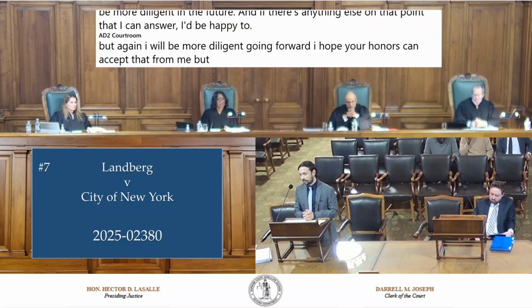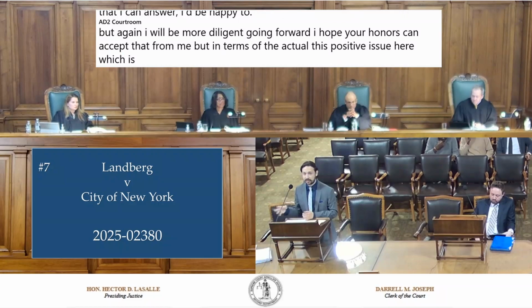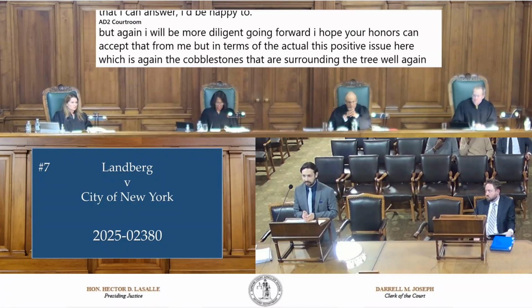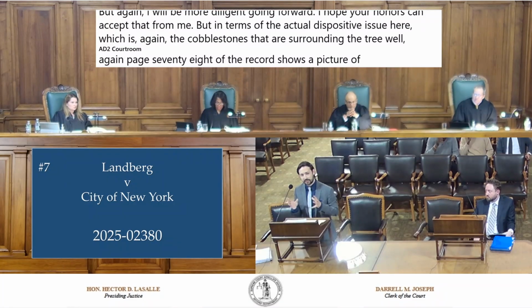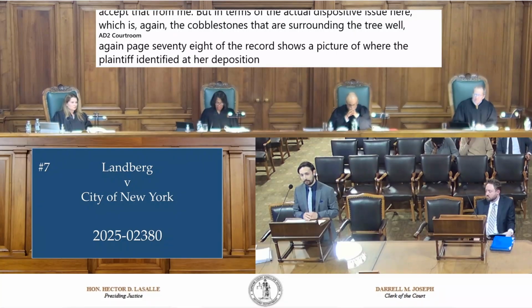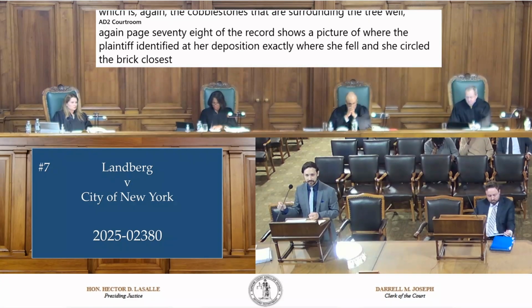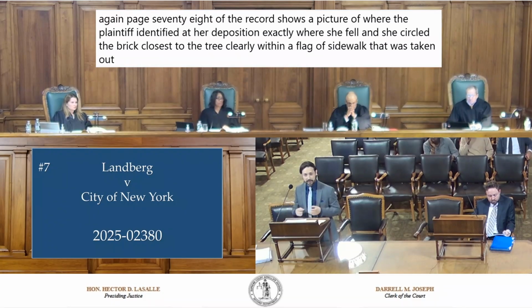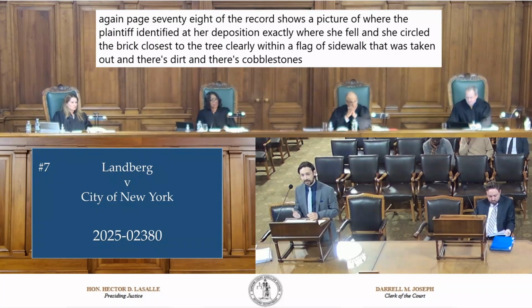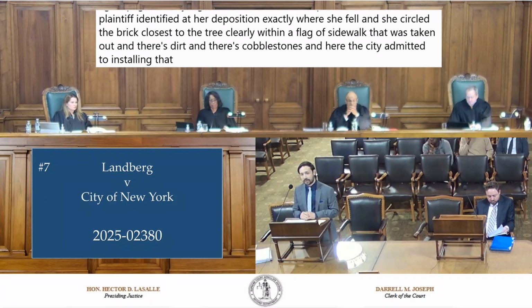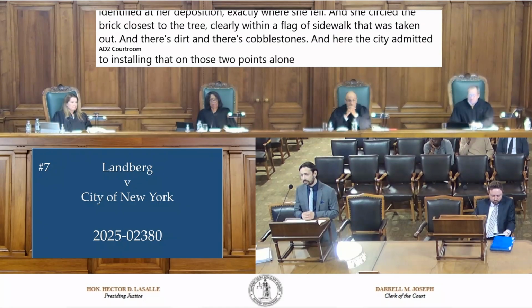But in terms of the actual dispositive issue here, which is, again, the cobblestones that are surrounding the tree well. Again, page 78 of the record shows a picture of where the plaintiff identified at her deposition exactly where she fell. And she circled the brick closest to the tree, clearly within a flag of sidewalk that was taken out. And there's dirt and there's cobblestones. And here the city admitted to installing that. On those 2 points alone, I believe that that's enough to affirm the lower court's decision.